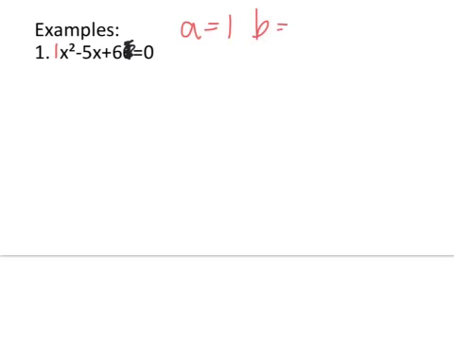B is going to be your second term, which is the coefficient in front of your x, so that would be negative 5. And then c should be your constant, and that should be your third term. In this case it's positive 6.